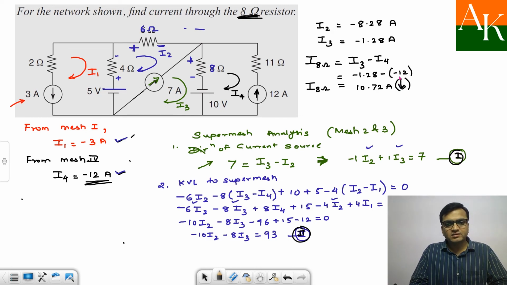So assign the sign for the current through the resistance. Don't assign the sign for the mesh currents. It will lead to more confusion. So try to avoid mentioning the sign for the mesh currents. Let these values be as they are over there.